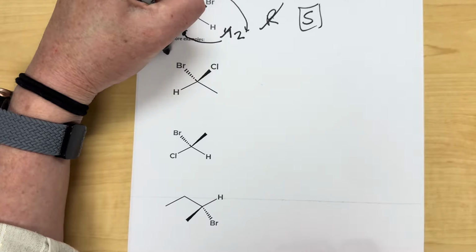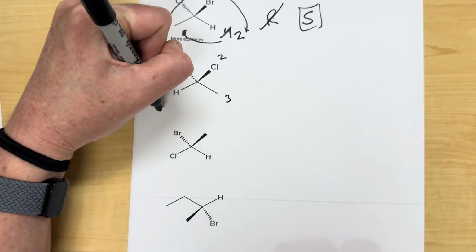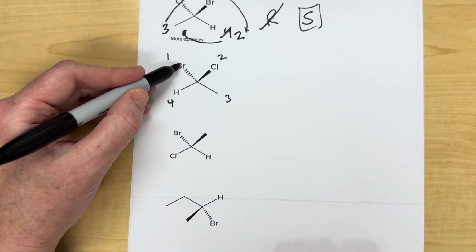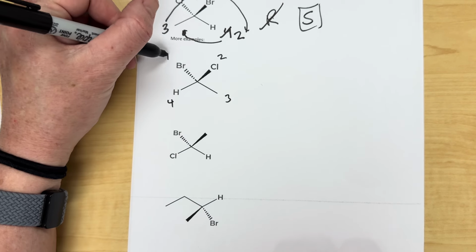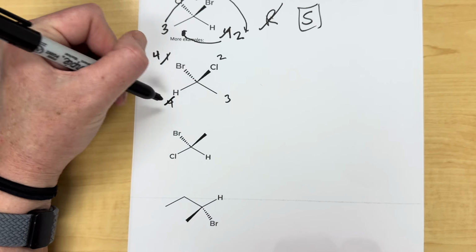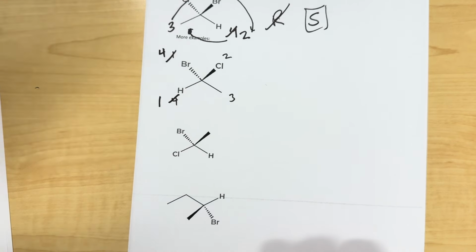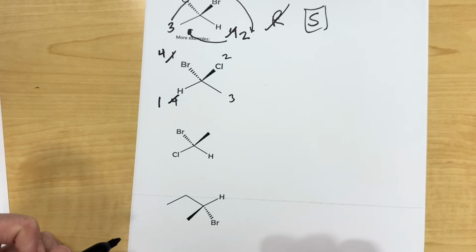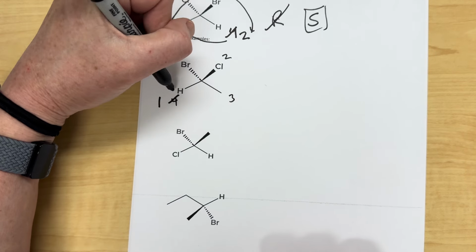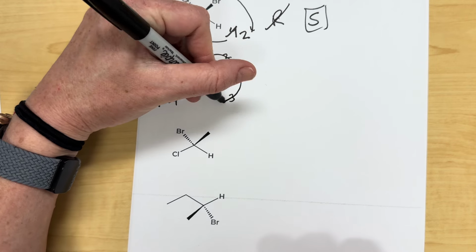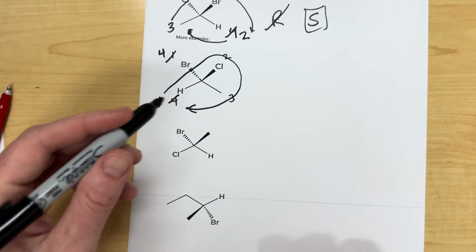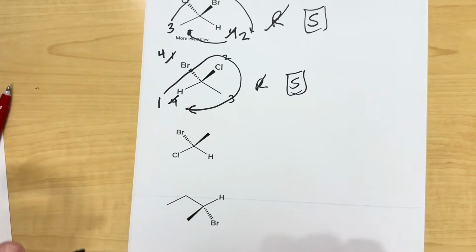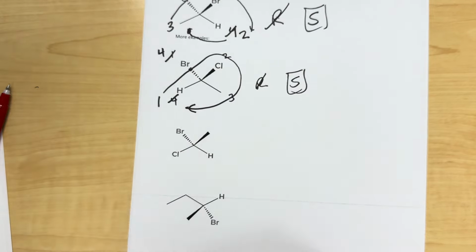In assigning priority, we have 1, 2, 3, and 4. I want the number 4 to be on the back right here. So I pretend that I switch them. I say, okay, this is going to be number 4, and that one therefore is 1. You always switch the 4 one with whatever's on the dash. And now we do our clocks. 1, 2, 3, like this. That's clockwise. You would want to write R, but it's actually an S because you've switched them.